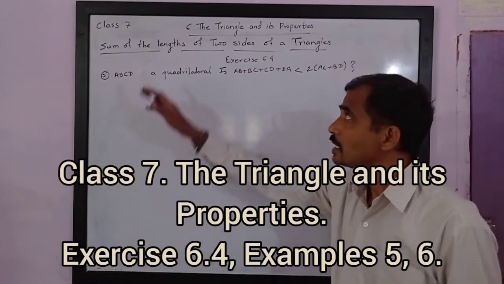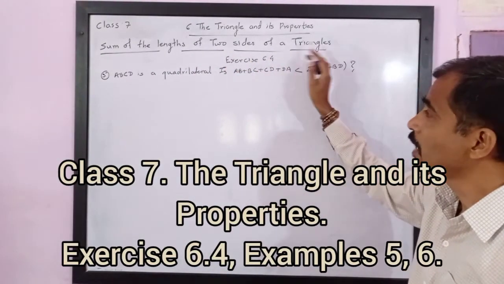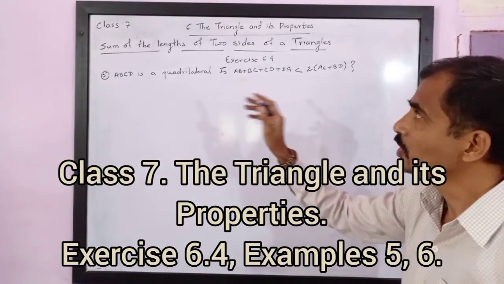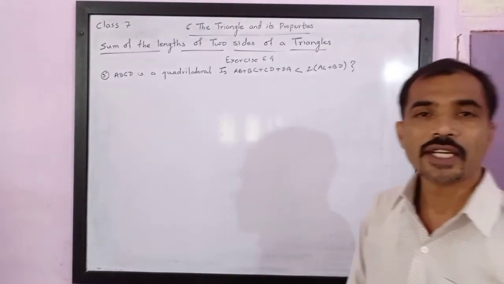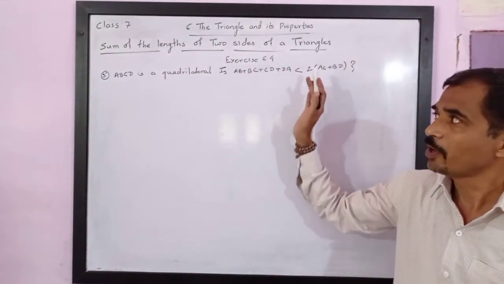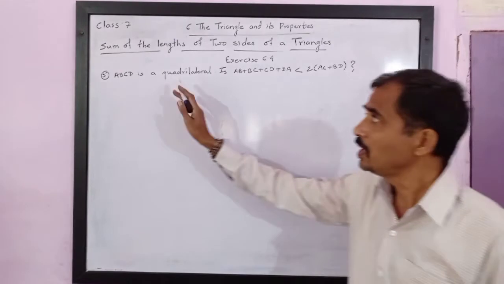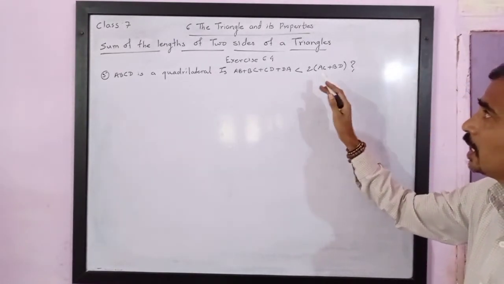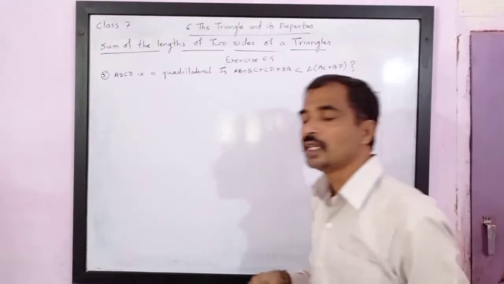Dear friends, in class 7 we are studying the 6th chapter, the triangle and its properties, and we are trying to understand the concept that the sum of the lengths of two sides of a triangle is greater than the third side. This property we are solving, and in exercise 6.4 we have the question: ABCD is a quadrilateral. Is AB plus BC plus CD plus DA greater than 2 times AC plus BD?